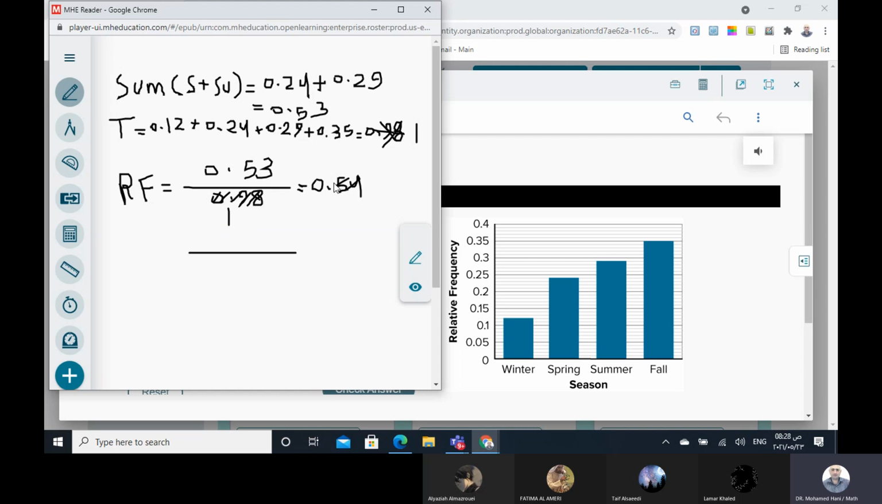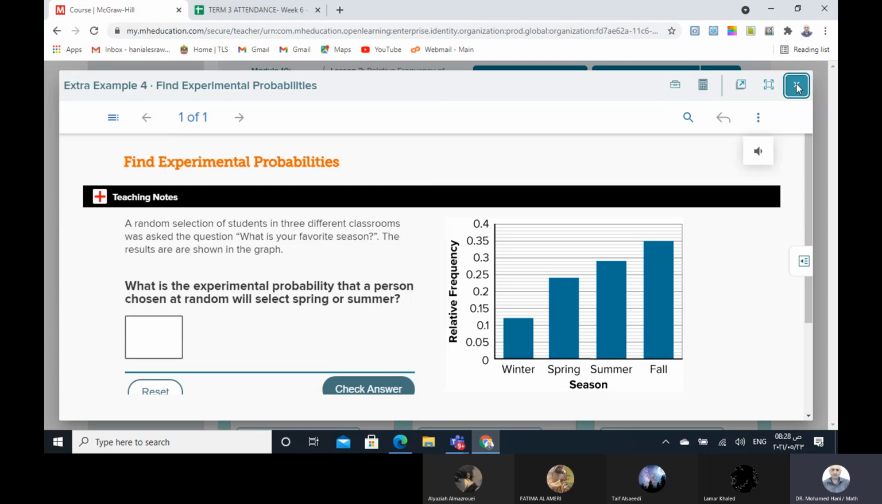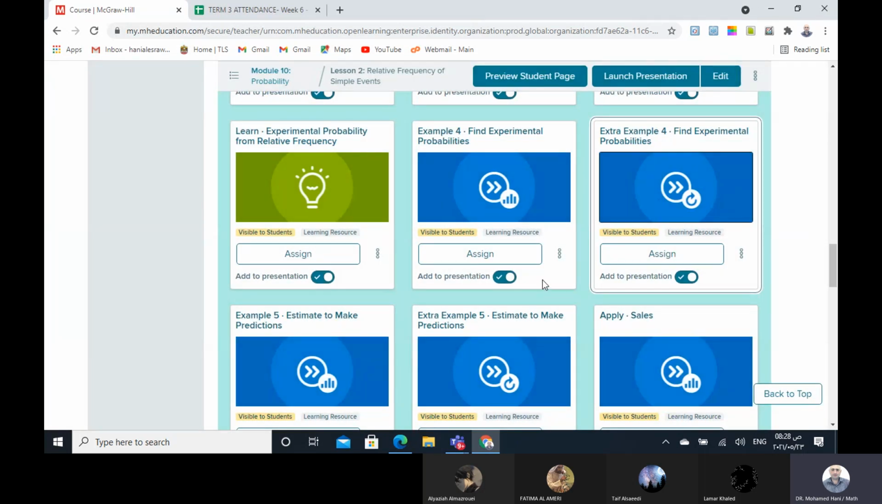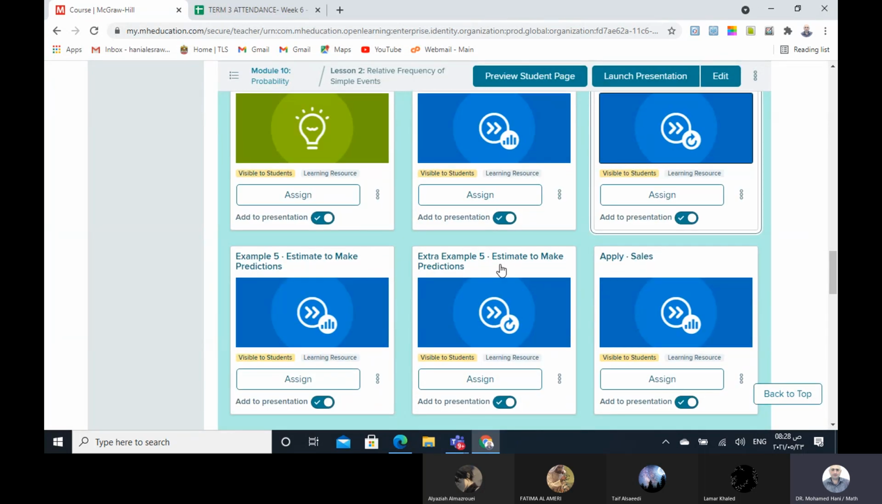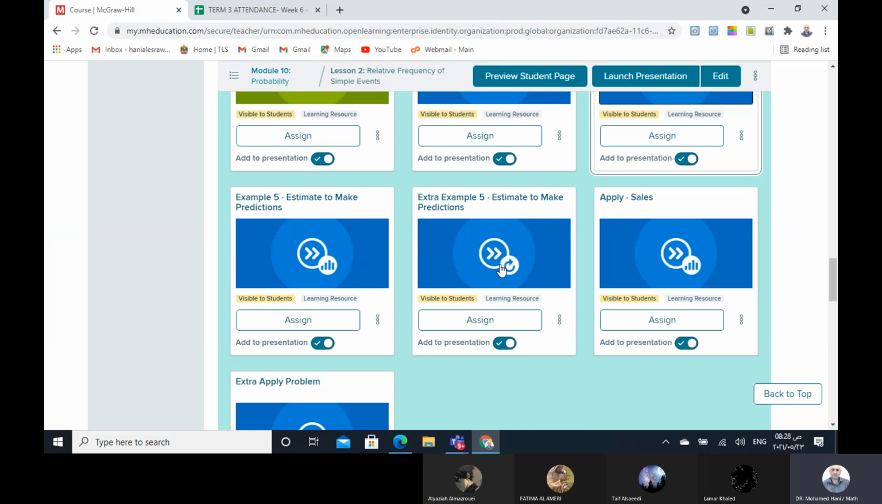So the relative frequency will be 0.53. Is it okay now, Lamar? Yes, Mister, thank you. Excellent, Lamar. Welcome. Now we have estimate to make predictions.